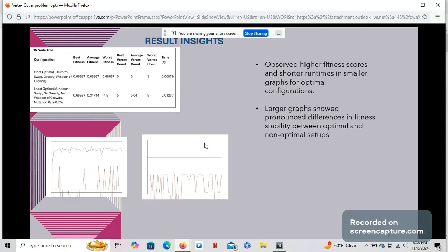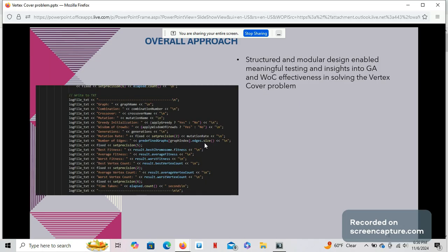So, for example, in smaller graphs, optimal configurations scored higher with fewer vertices and shorter runtimes, while in larger graphs I observed similar patterns but with more pronounced differences in the fitness stability between optimal and non-optimal configurations. So overall, this structured and modular approach allowed me to test and compare different configurations and allowed me to gain insights into how collective intelligence and genetic algorithms can effectively tackle the vertex cover problem.